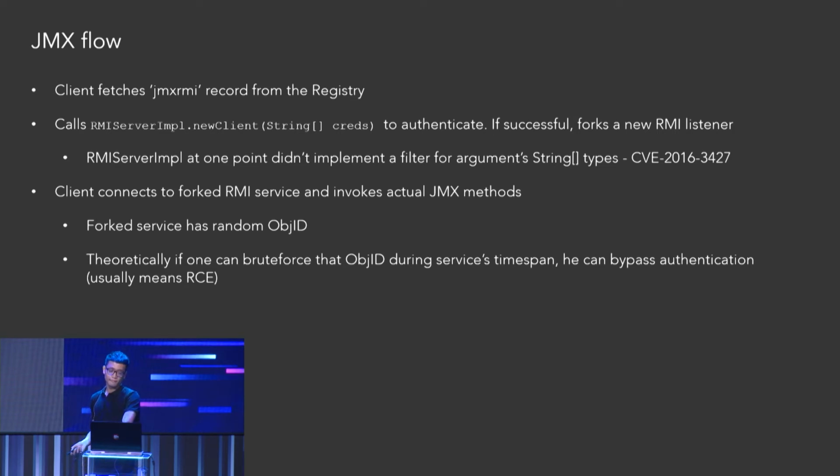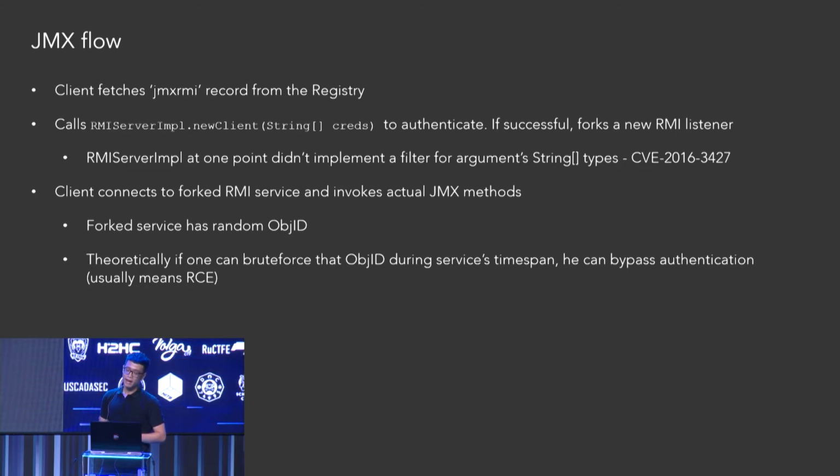The forked service has a random object ID. As I said, the object ID is what identifies an RMI service. So if one can brute force that object ID during the service's lifetime, he can bypass the authentication, usually meaning RCE. But that's not really practical, because the object ID is random enough not to be brute-forceable.